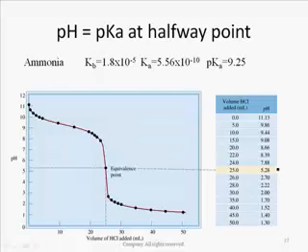Also, if we're doing a weak base, for ammonia, our pKa is 9.25. And again, here our equivalence point was at 25 milliliters. So if we go to somewhere around 12.5, going up straight, it should be at about 9.25 there. Okay.